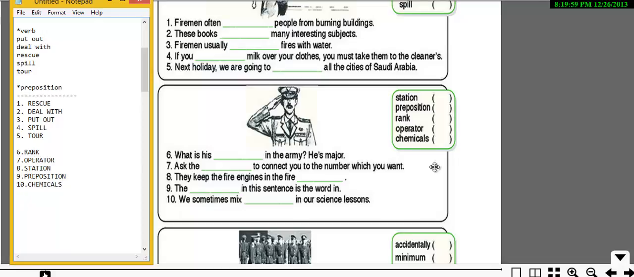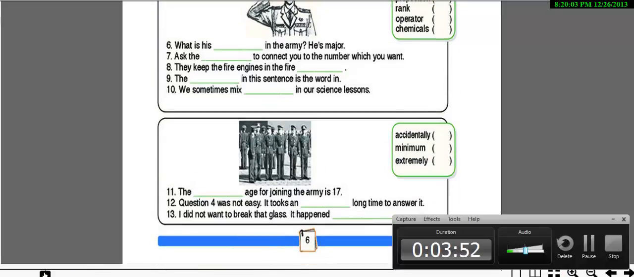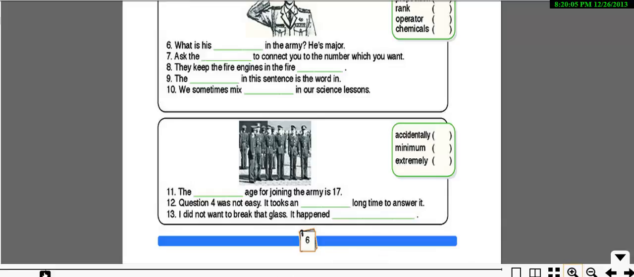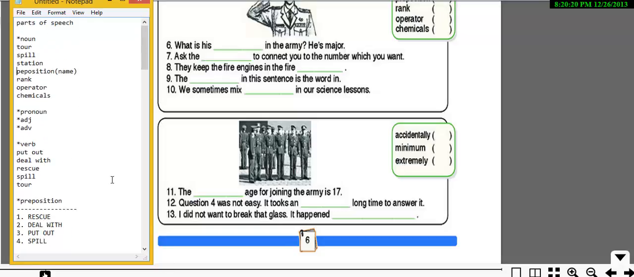So that's the answer. I'm going to continue this part in this video, and we're still in about 5 minutes, got 2 minutes or so. Number 11, oh no, I'm not going to read 11, 12, and 13. I'm just going to follow the same way and go back to the words. We've got accidentally, minimum, and extremely. Well, accidentally here, since we said it's like extremely.